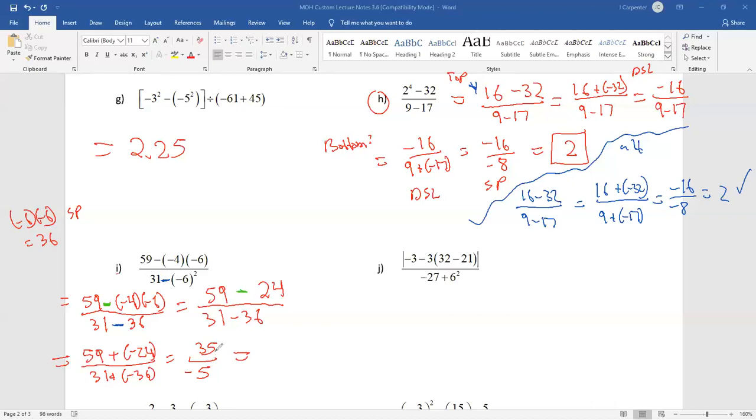This is one final step, that's a division. 5 goes into 35 7 times. That's a positive and a negative. They're different or opposite, so the answer should be negative. And we get negative 7 as our answer.